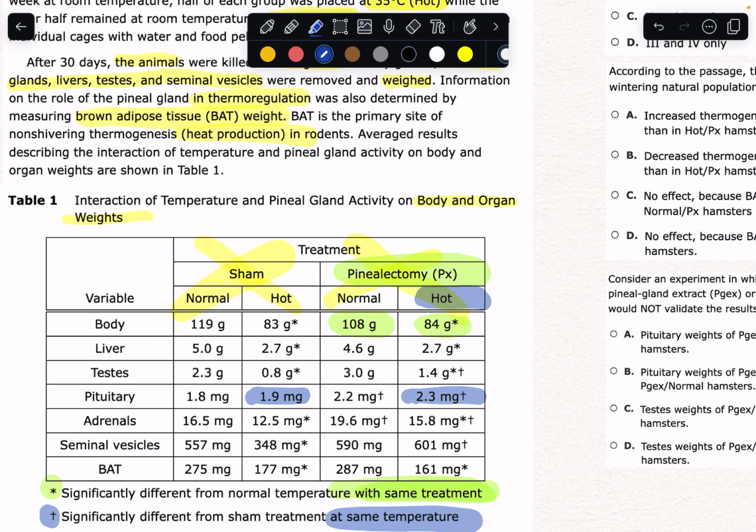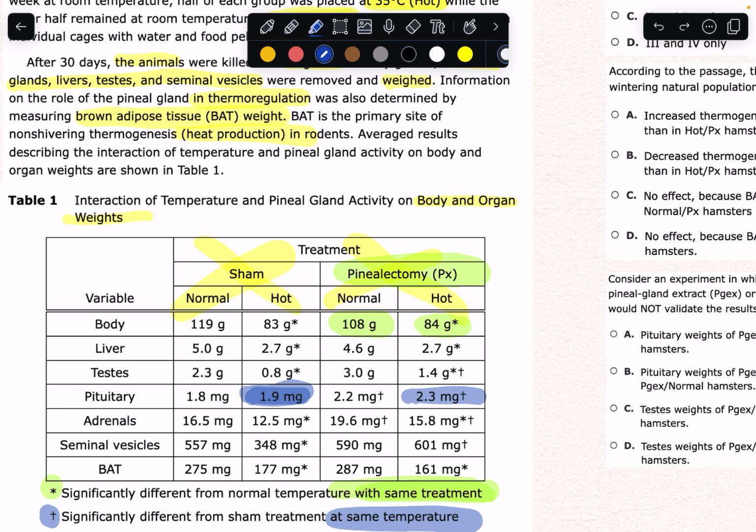This is hot. 2.3 is the hot temperature treatment of a PX treatment. It's significantly different from the sham treatment at the same temperature, which is also a hot temperature, right? So I can say 2.3 is significantly smaller than 1.9, but I can't say that it's significantly smaller than 2.2 or 1.8, right? Okay, I hope that's clear.